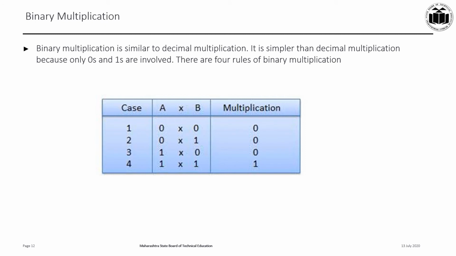Binary multiplication. Binary multiplication is similar to decimal multiplication. It is simpler than decimal multiplication because here we are going to involve only zeros and ones. Let's talk about the 4 rules of binary multiplication. Case 1, 0 multiplied by 0 will give you a product as 0. Case 2, 0 multiplied by 1 will also give you a 0. Case 3, a 1 multiplied by 0 will give you a 0. And case 4, a 1 multiplied by 1 will give you a 1.